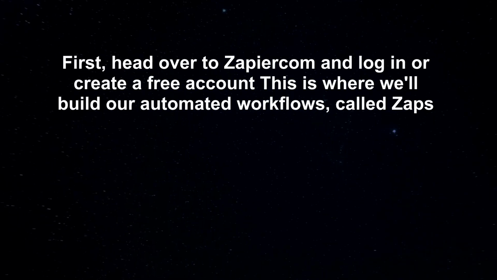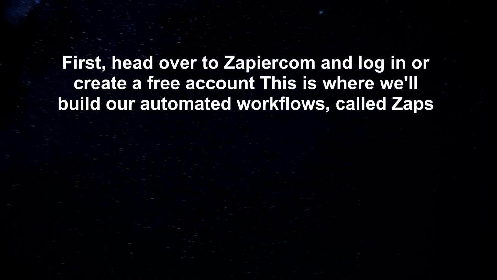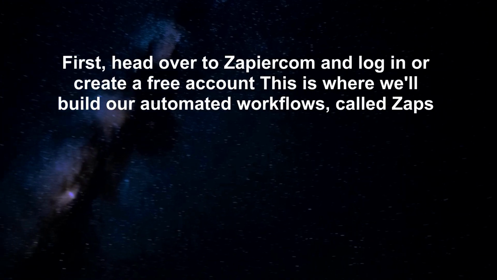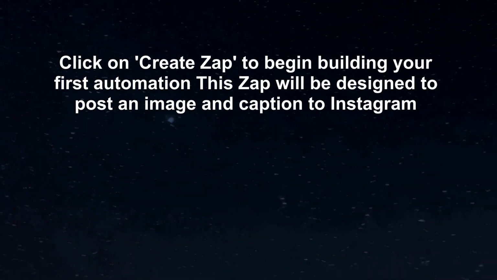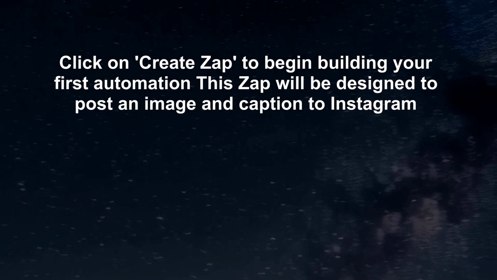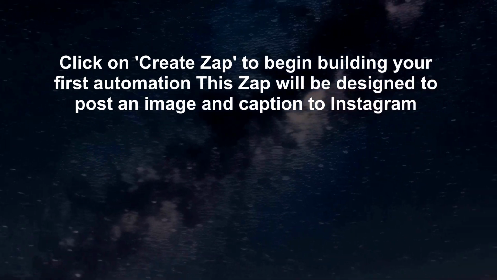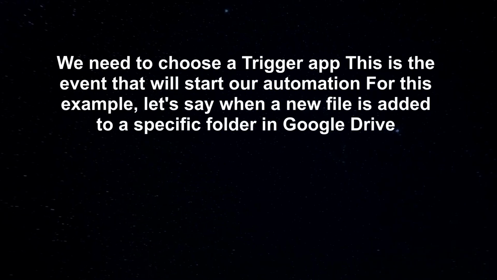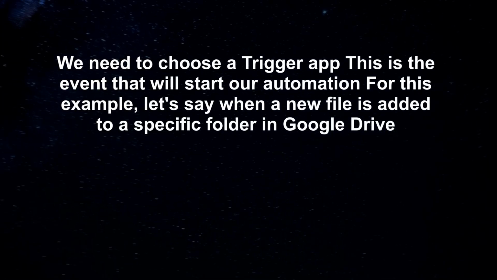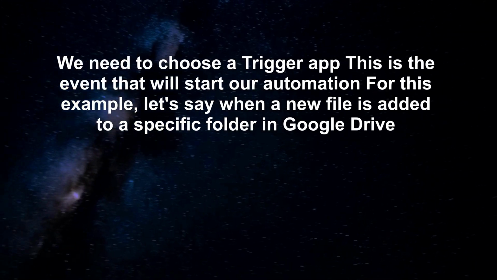First, head over to Zapier.com and log in or create a free account. This is where we'll build our automated workflows, called Zaps. Click on Create Zap to begin building your first automation. This Zap will be designed to post an image and caption to Instagram. We need to choose a trigger app. This is the event that will start our automation.